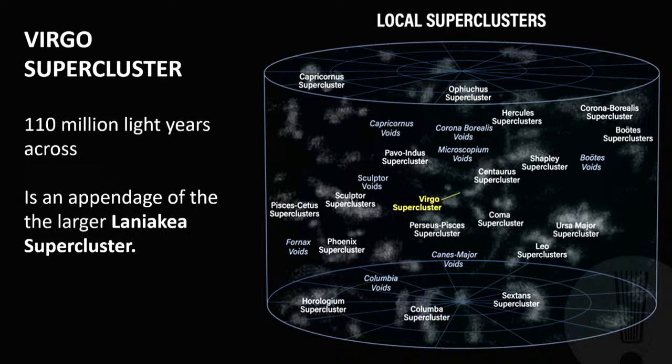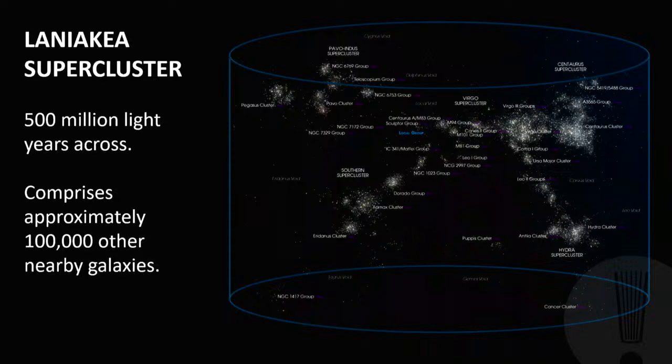The Virgo supercluster is 110 million light years across. And it's also an appendage of the larger Laniakea supercluster, which is 500 million light years across and comprises approximately 100,000 other nearby galaxies.